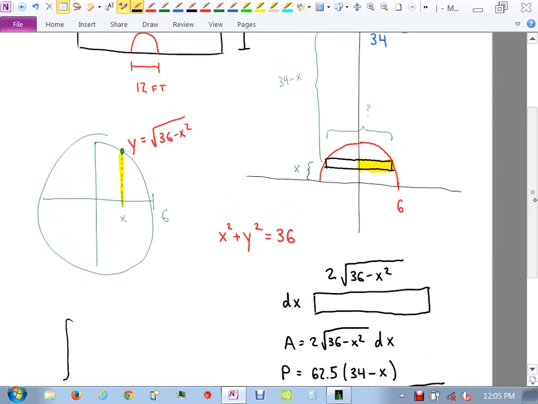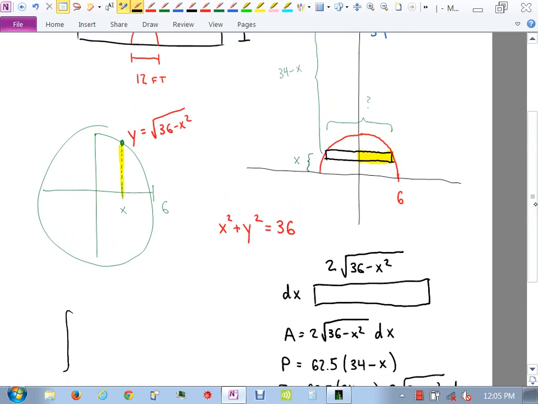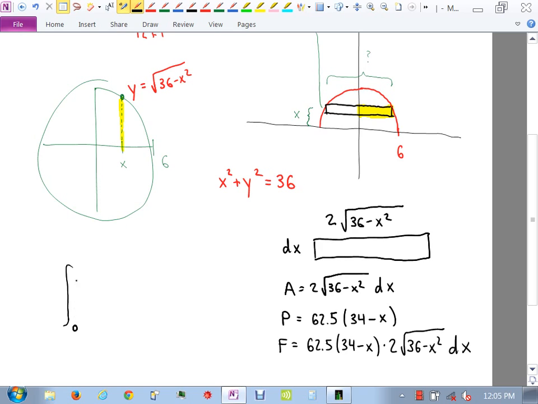You want your rectangles to fill up that whole semicircle, right? Which means your first rectangle has to start at the bottom. At the bottom, x would be what? 0. X is this distance. And then it has to go up until you get to where? 6. Because it's a half circle and the radius is 6. So your integral will go from 0 to 6 of all that stuff.